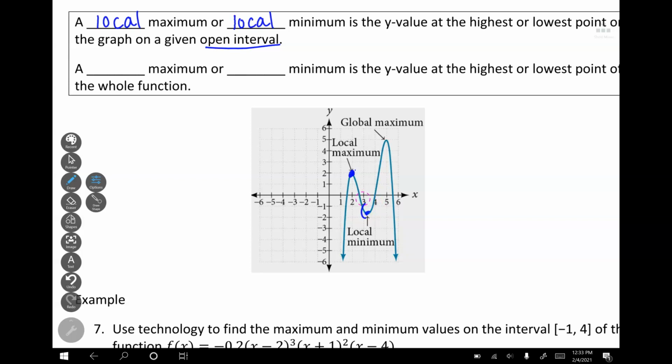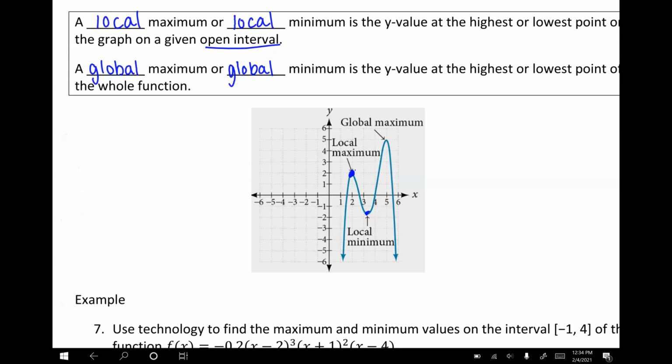Okay, because on some interval, that is the lowest point. And then we have a global maximum or a global minimum, which is the y value at the highest or lowest point of the whole function. So you're looking at the graph, the entire graph, not just a specific interval, and you're saying what is the absolute highest point of the whole thing? That would be a global maximum.